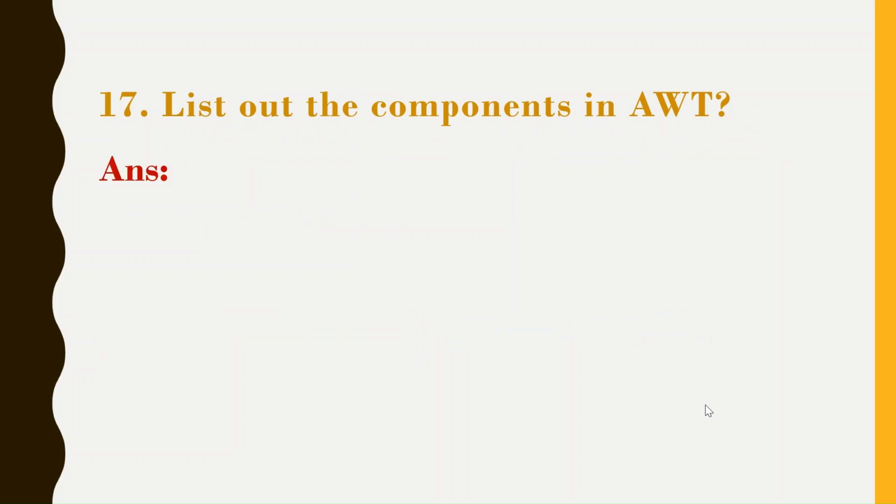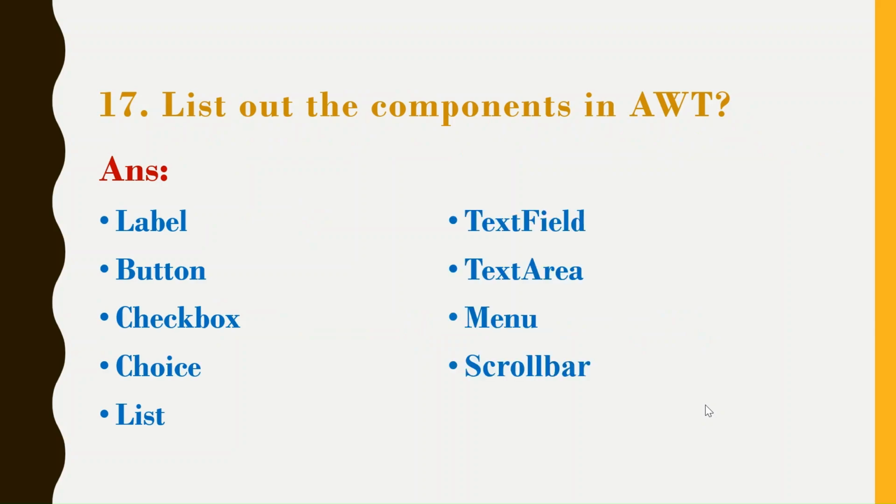Name the components in AWT. We have components like label, button, checkbox, choice control, list control, text field, text area, menu, and scroll bar.